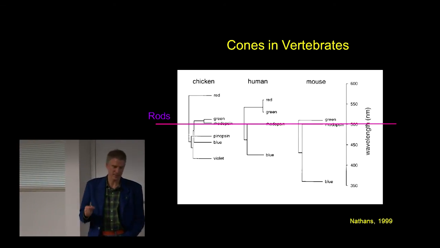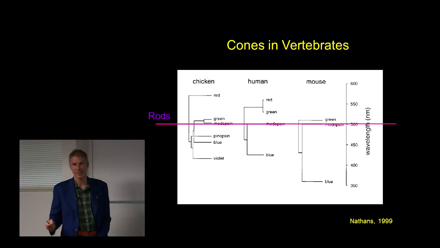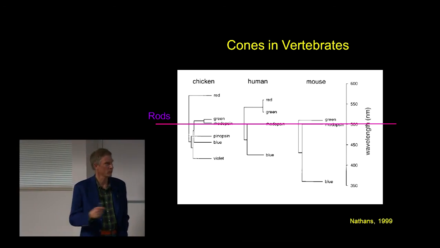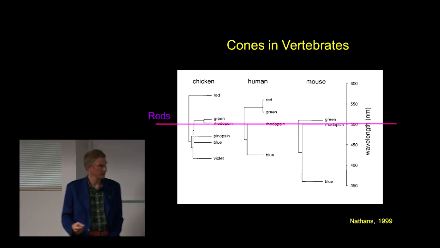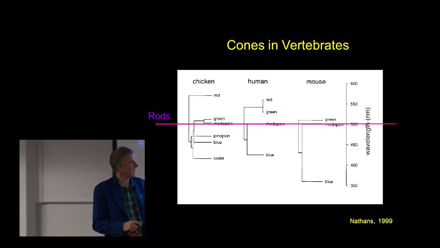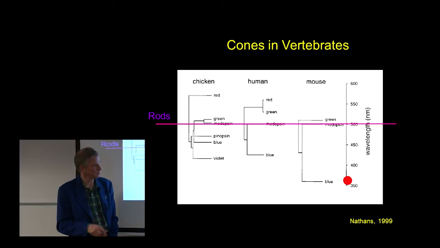So once again, there's nothing universal about 3. It's not a principle of physics that we have to have 3 cone photoreceptors. It's something about our particular environment in which our species evolved. It's a very important point to make. And mice, evolving differently, occupying a different ecological niche, have 2, green and blue, that is shifted towards 360 or 365 here. Almost 100 nanometers shifted into the UV.